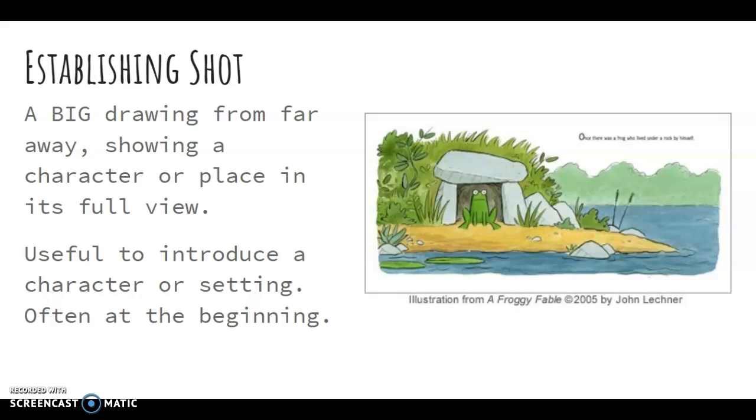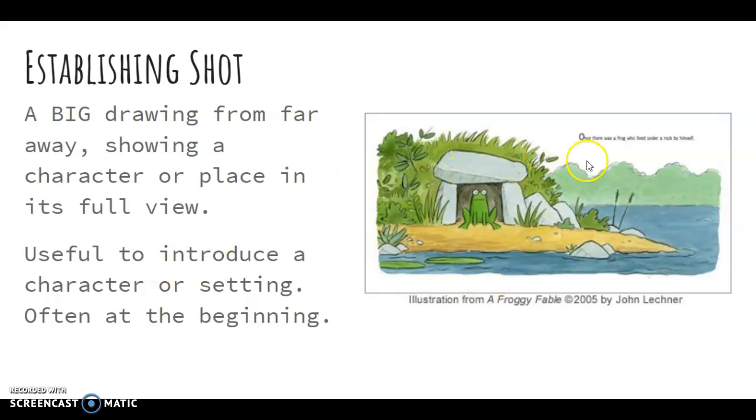And then we have an establishing shot. We're actually ending with the beginning. An establishing shot is a big drawing from far away. It shows a character or place in its full view. It's the opposite of a close-up. It's useful to introduce a character or a setting, and we usually see it at the beginning.